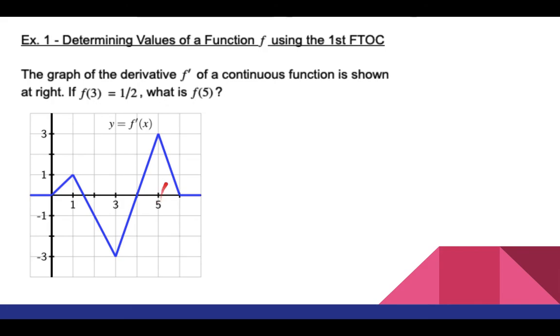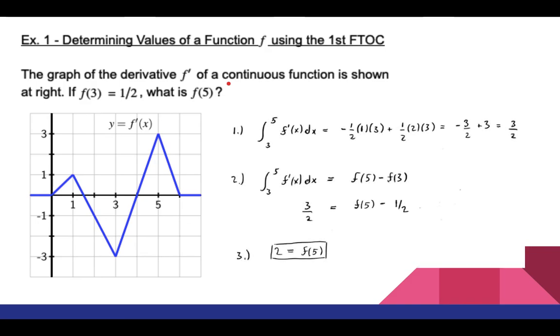So let's look at an example here. Example 1, determining values of a function f using the first fundamental theorem of calculus. The graph of a derivative f prime of a continuous function is shown at right. If f of 3 equals 1/2, what is f of 5? So first thing we can note right here is that we're interested in the integral from x equals 3 to x equals 5. So we evaluate the definite integral of our derivative f prime from x equals 3 to x equals 5.